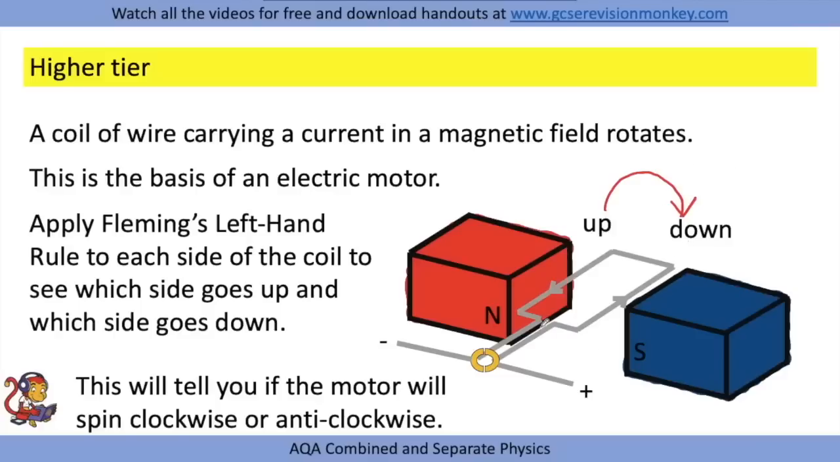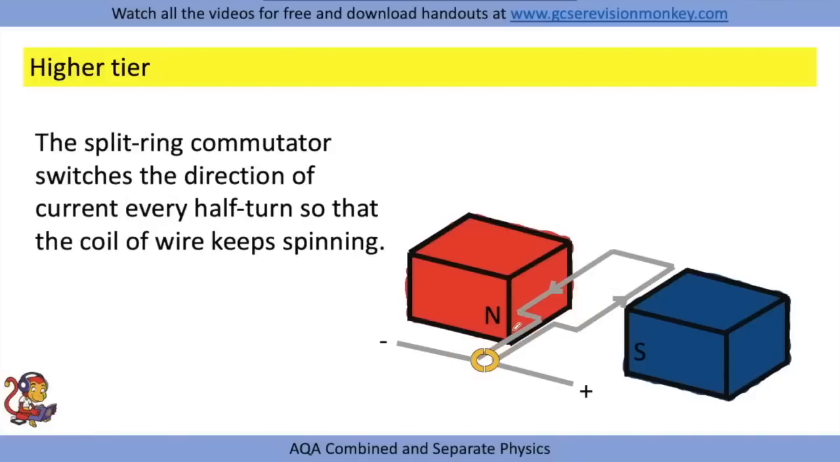However, we want a motor to keep on spinning, and if we just did this, we would end up with this side being over here and that side being on the opposite side, and it would just stop. But we need it to keep spinning and spinning, and this is where this part of the motor becomes important. This is a split ring commutator, this part here, and this switches the direction of the current every half turn so that the coil of wire keeps spinning.